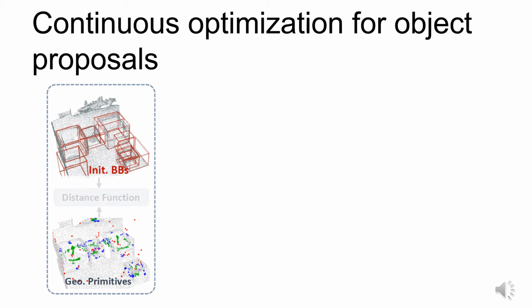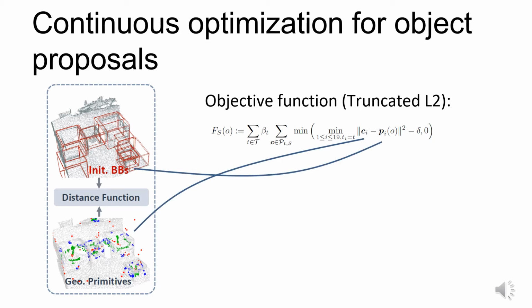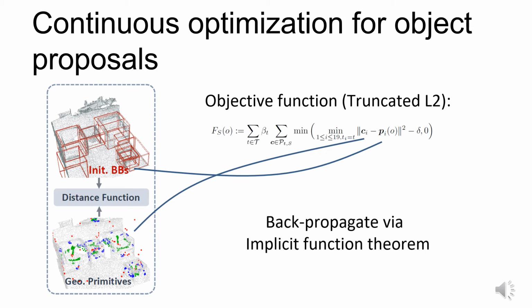For the proposal generation module, we first use the object centers to predict an initial set of object proposals, and then we connect the initial proposals and the geometric primitives with a distance function. The distance function uses robust norm, and the initial proposal module uses the distance function to fit box parameters to the predicted geometric primitives. Backpropagation can be done via the implicit function theorem.